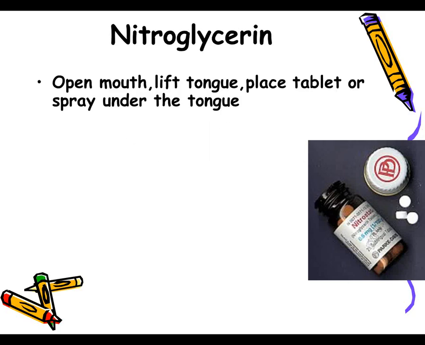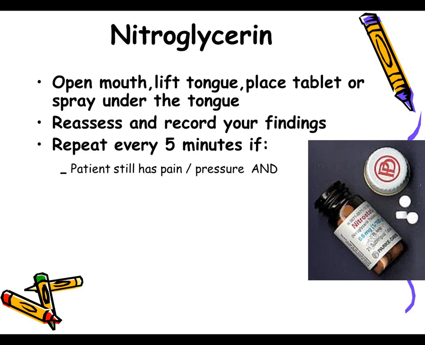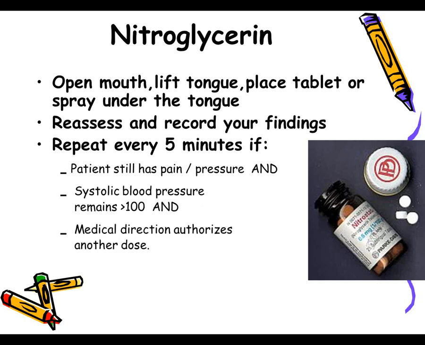You have them open their mouth, lift their tongue, and place the tablet or one pump of the spray under the tongue. Then reassess and record your findings after you're done. Repeat every 5 minutes as long as the patient is still having pain or pressure, their blood pressure is good, and medical direction authorizes another dose. Our standing protocol is 3 doses of nitroglycerin 5 minutes apart.